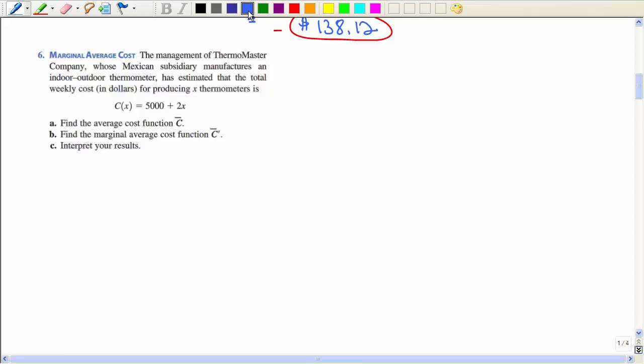All right, so let's look at number 6. We've got a thermomaster company, and we have, again, a cost. So this time they're asking us for something different, the average cost.